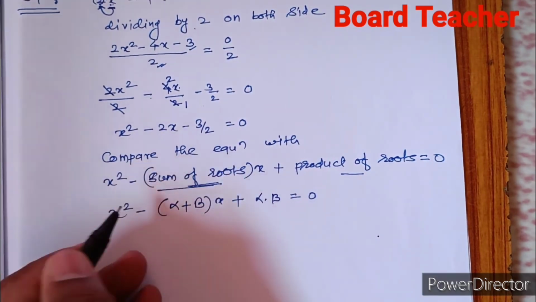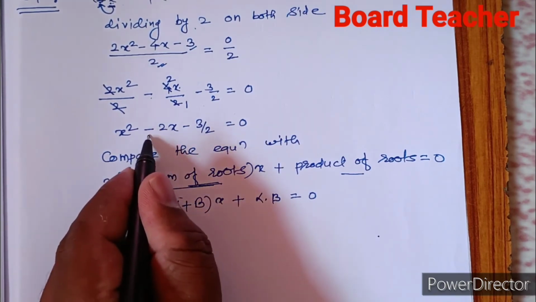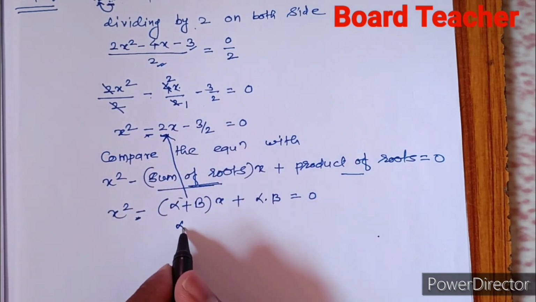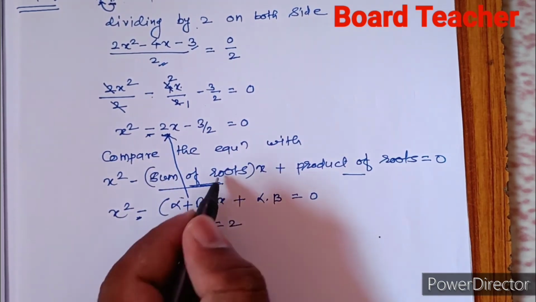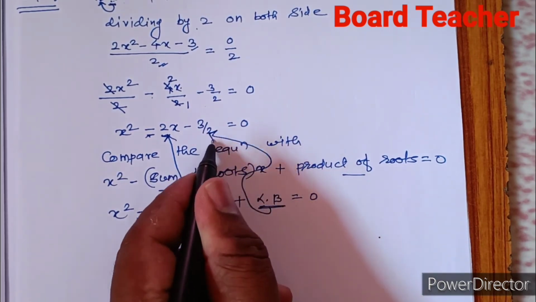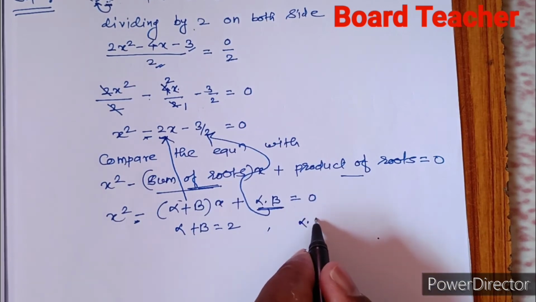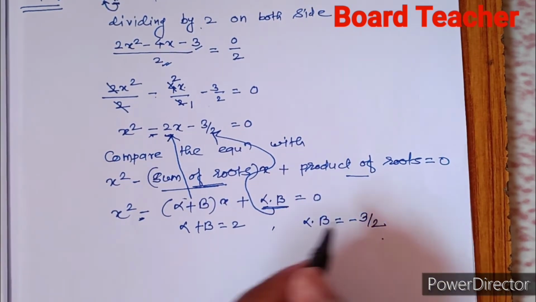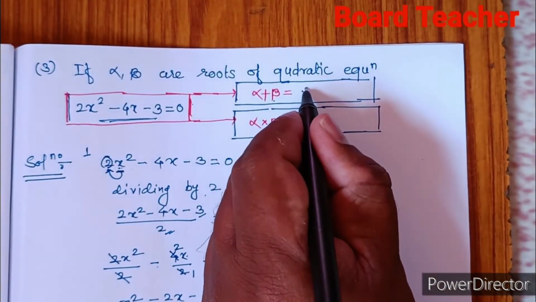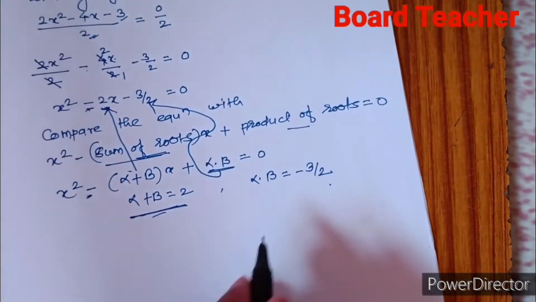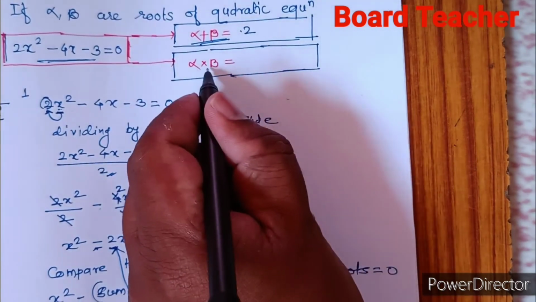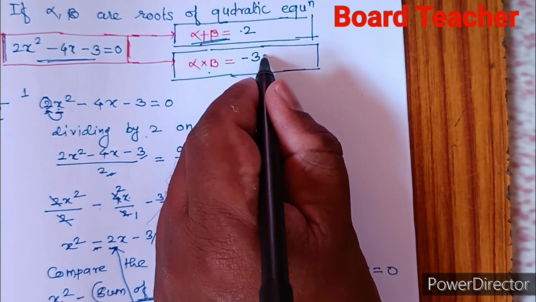On comparing with this equation, we get the value of alpha plus beta as 2. Therefore alpha plus beta equals to 2. Here the value of alpha dot beta will be minus 3 by 2. Therefore alpha dot beta equals to minus 3 by 2. Now write down here alpha plus beta equals to 2, the value of alpha plus beta, and here the product, that is alpha dot beta equals to minus 3 by 2.